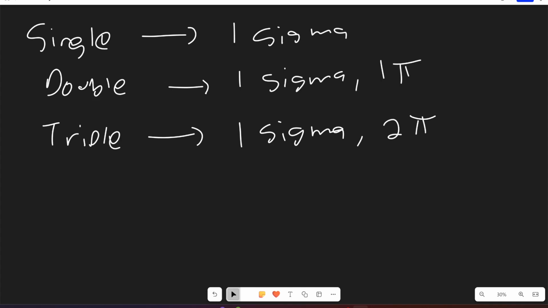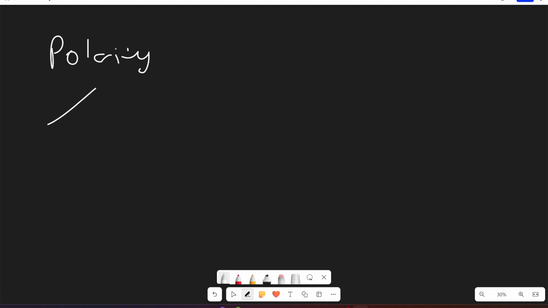So, okay, the next thing that we're going to want to look at is polarity. We mentioned this before, but polarity is just, we can classify it into nonpolar and polar. Like we were saying before, there's nonpolar and polar covalent bonds.